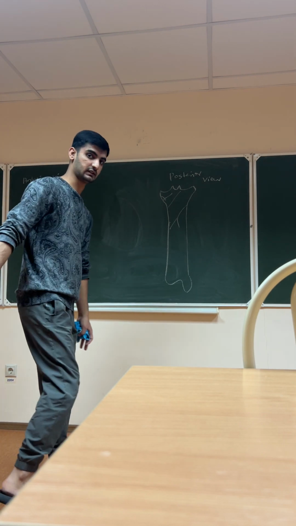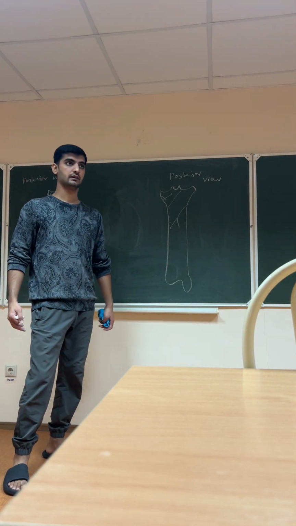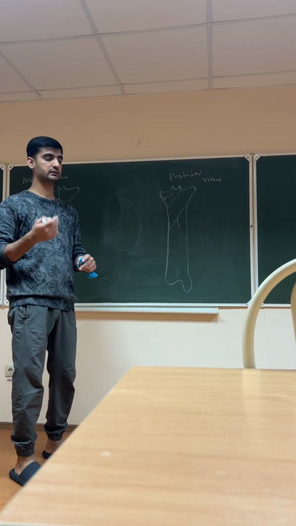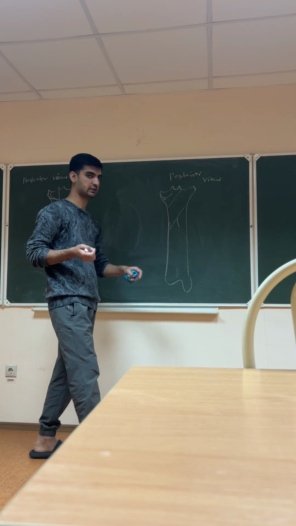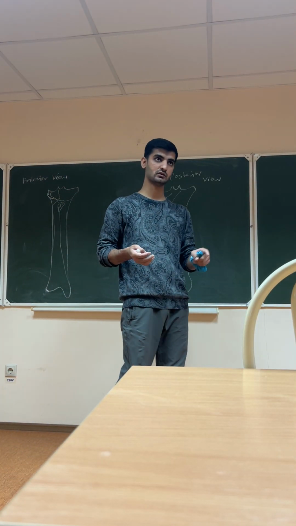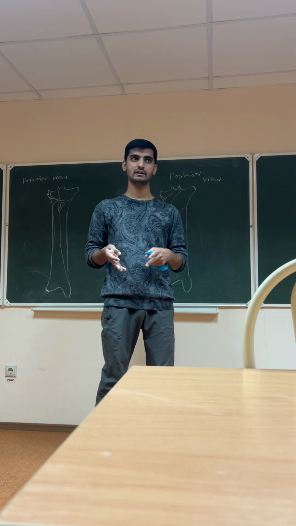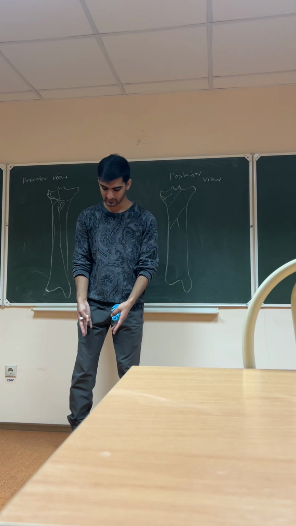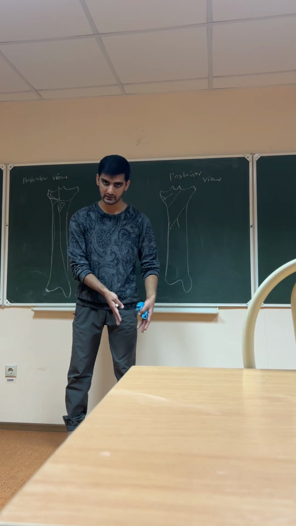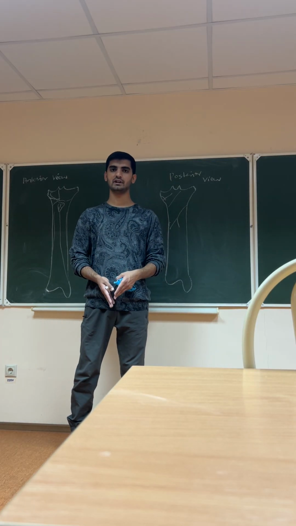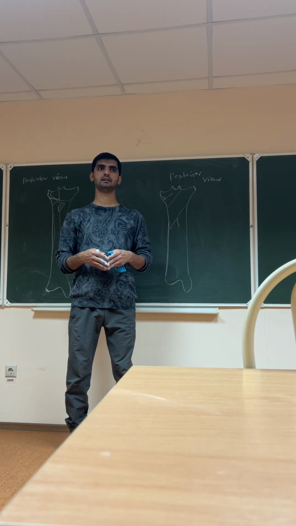We have the bones in the leg region. We have two bones: one is the tibia and one is the fibula. First we discuss the tibia, because in the leg region the tibia is located medially. If you can see, the tibia is on the middle side and the fibula is on the lateral side in the general body region.